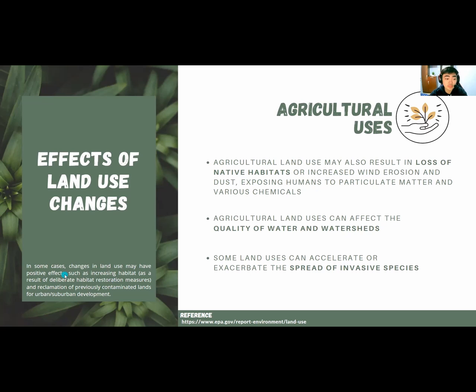We may note that in some cases, changes in land use may have positive effects, such as increasing habitat as a result of deliberate habitat restoration measures and reclamation of previously contaminated lands for urban or suburban development. There we have the anthropogenic effects of land use change.